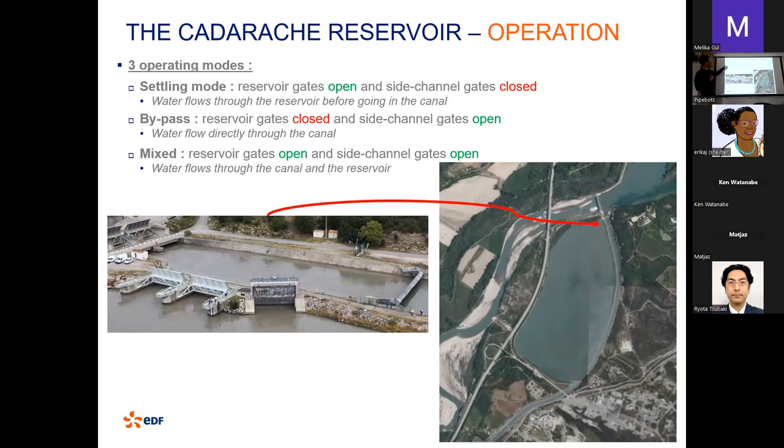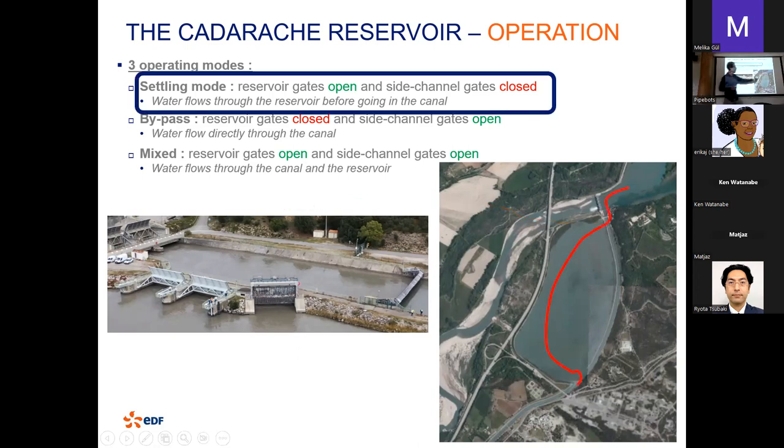On the next one, please. Yes, in the settling mode, we close the gate of the side channel and we open the three gates. So those three gates are open, this one is closed. We open the three gates for the reservoir, so the water goes into the reservoir. The velocity is decreasing and the sediment settles in the reservoir. Then water without sediment joins the canal downstream. So that's the first mode.